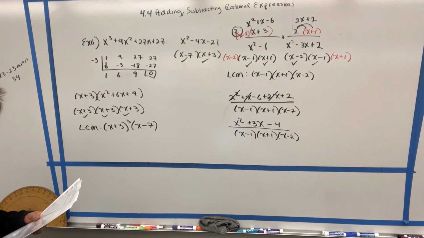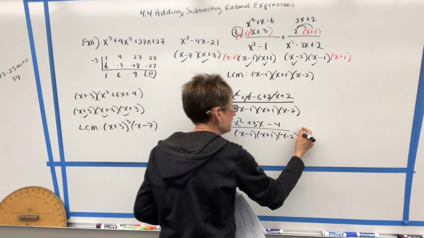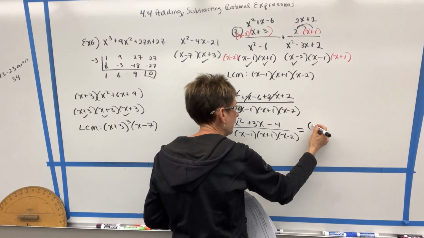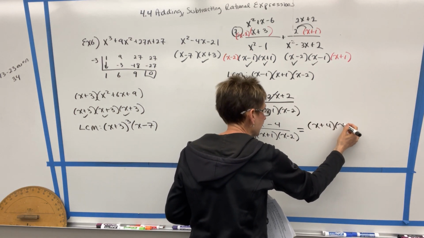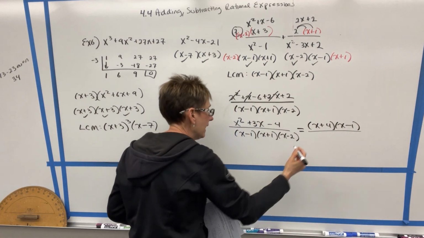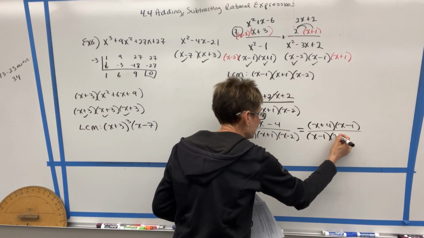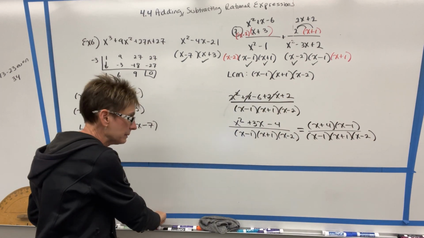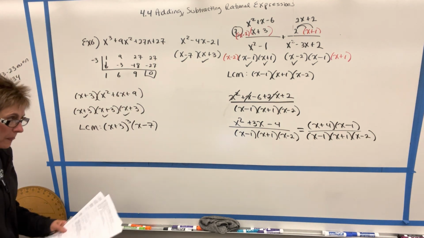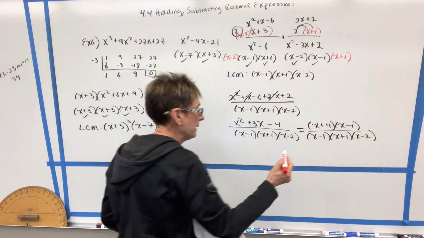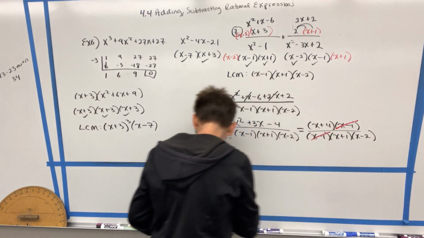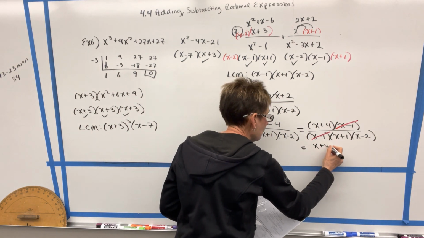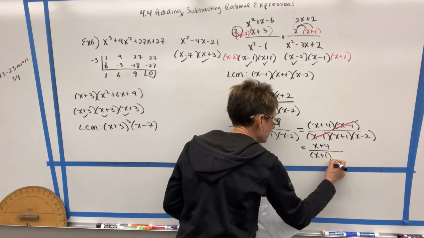Now, we do need to see if by some chance there is something that can cancel here. So if I factor my numerator, I can notice that I can write this as x plus 4 times x minus 1. And I have on my denominator, of course, x minus 1 times x plus 1 times x minus 2. What do you notice about the numerator and denominator? They both have an x minus 1, so these can be canceled. And my final answer then for this problem would be x plus 4 over x plus 1 times x minus 2.